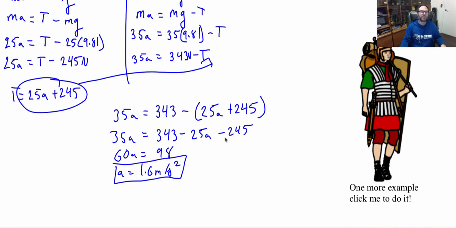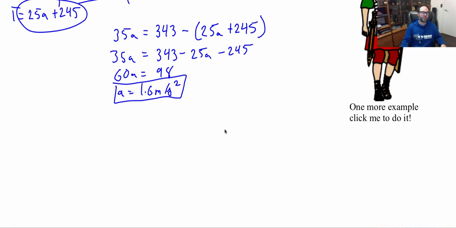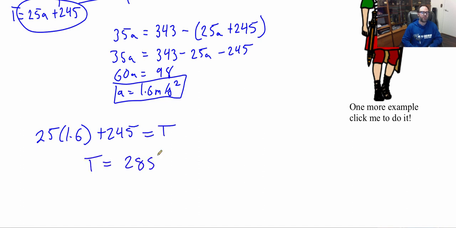Now to find my tension, all I have to do is put my acceleration back into one of my equations above here, and I'll be able to find my tension. So if I put 1.63 in for 25 times acceleration plus 245 is equal to tension, I'm going to end up getting a tension of 285.7 newtons.